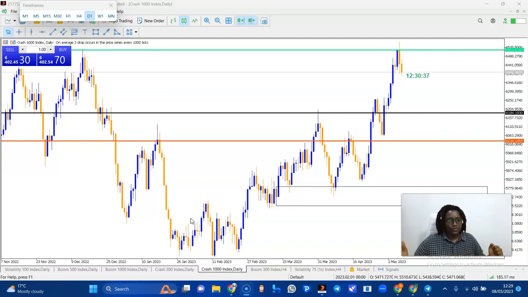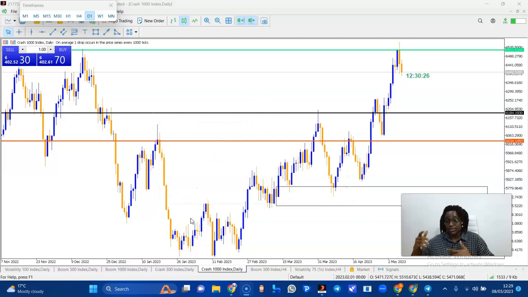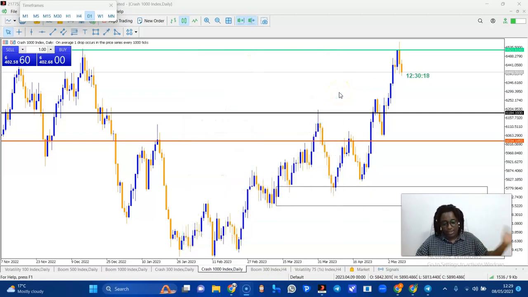Right, so in this video I will be showing you the analysis I did on Crash 1000. I sent out a signal on the 30th of April, and 6 days later price eventually bought and went in the direction that I expected, and it hit my take profit. On this chart I already put out the coordinates for the analysis that I did. I have three lines represented here. We have the black line, which represents my entry position, the red line, which represents my stop loss, and then the green line, which represents my take profit.